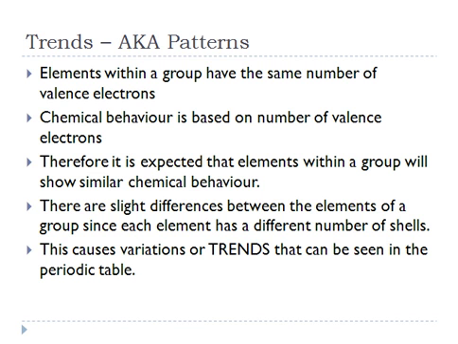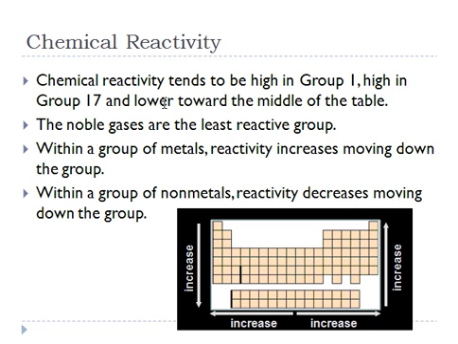So the first trend we're going to look at is chemical reactivity. So how easily do these elements react? Chemical reactivity tends to be high in group 1, so high over here on the periodic table, and high in group 17 over here, and then lower towards the middle of the table. The noble gases are the least reactive group because they have a full and stable valence shell. And within a group of metals, reactivity increases moving down the group.